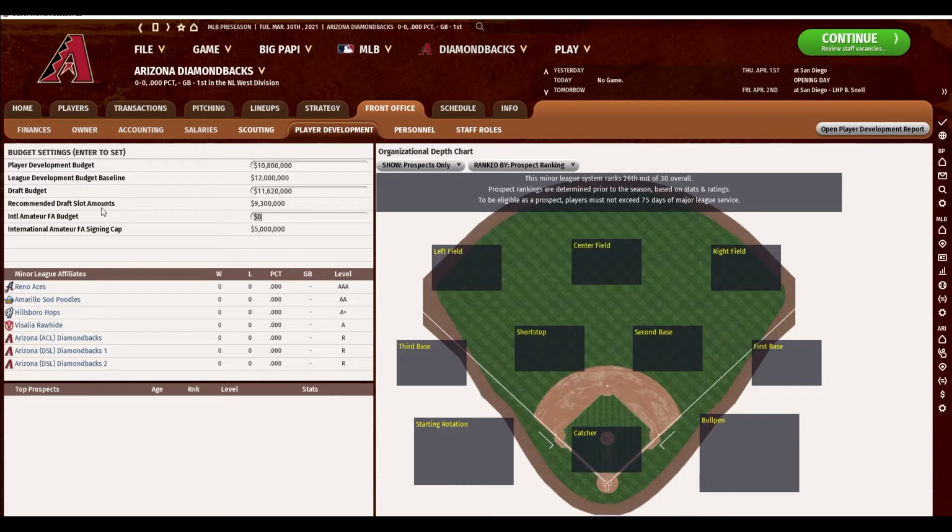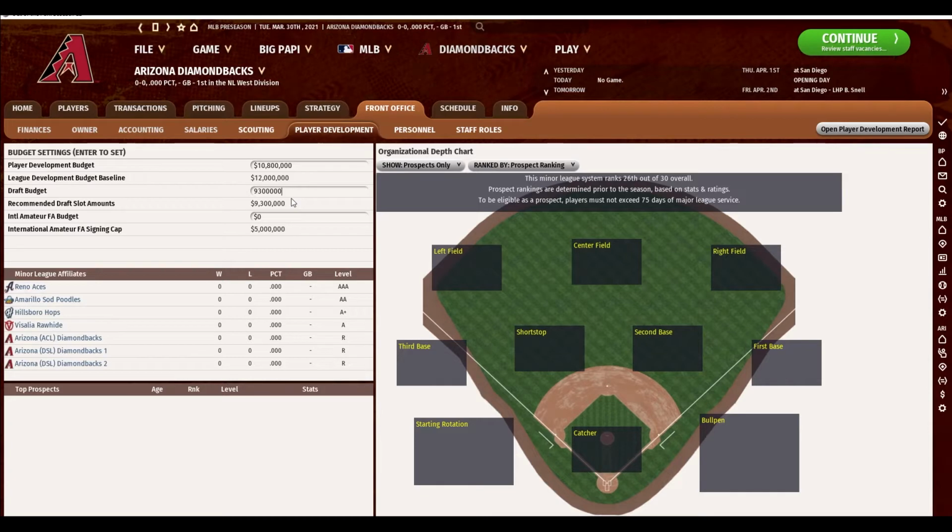Draft budget right now is set at $11,620,000. Based on where we are potentially going to pick, the recommended draft slot amount is 9.3. I usually will put that right at the draft slot amount. Sometimes you'll come in here, I took over a team, I don't know, it may have been an offline game that I was doing, but it had like a $31 million draft budget, which is just absurd. You're never going to spend that much on the draft.